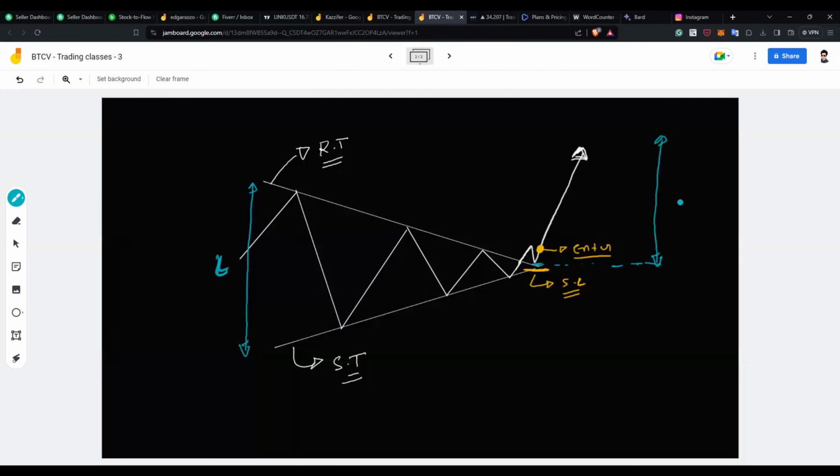Let's say it's the same length. Capital L and capital L, it's the same length. So now your exit point will be decided by this particular length. The length is completed right here. Just below it, you can exit.